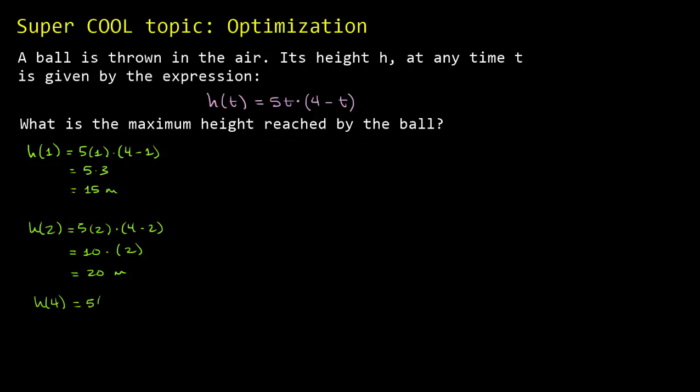But we could be trying and trying and trying, and this is a very simple case. Inputting the 4 in the formula, we get 20 times 0, so this would be equal to 0. Now, the ball in this case would be reaching the ground level again. That would be the meaning of it.